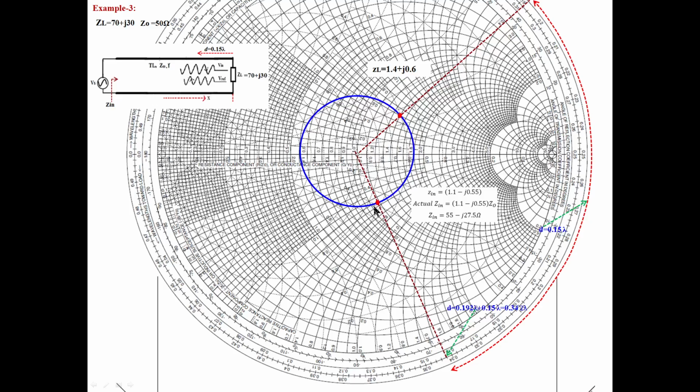It cuts the VSWR circle somewhere here. Now, reading down, the impedance here I got is 1.1 minus j0.55. See here, from here, this is the circle.